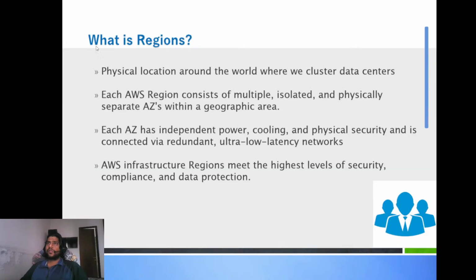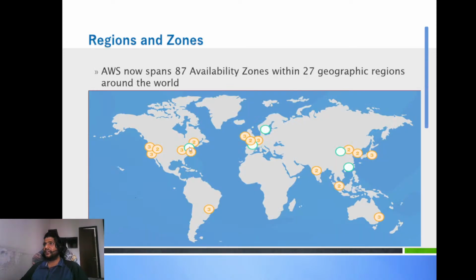Now, what is a region? A physical location around the world where we cluster the data centers. Each AWS region consists of multiple isolated, physically separated availability zones within the geographical area. First of all, we have to understand what a region is. Amazon has divided our whole earth into multiple regions. I think right now there are nearly 30 regions. When I created this PPT 2 years back, 27 regions were there. In 2 years they have added a couple more regions.